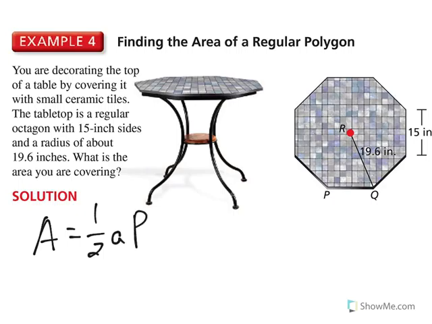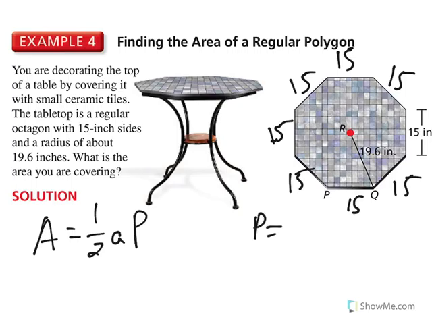The perimeter, we already have the side length, so once again we would just have 15 all the way around here. Okay, and so we have 15 8 times. And so when we do 15 times 8, that's going to give us the perimeter. Perimeter, like I said, is 15 times 8, and it would equal 120. But we need to find the apothem.